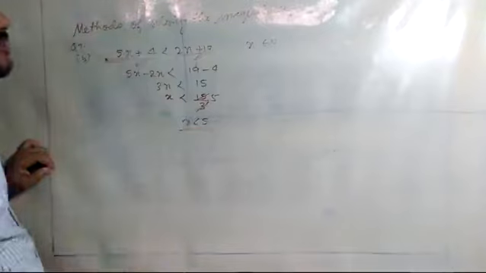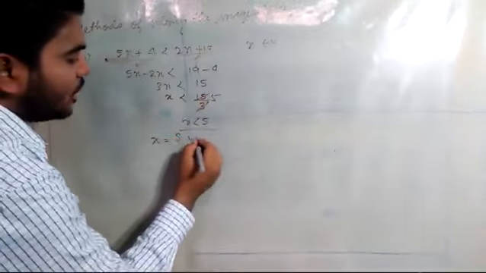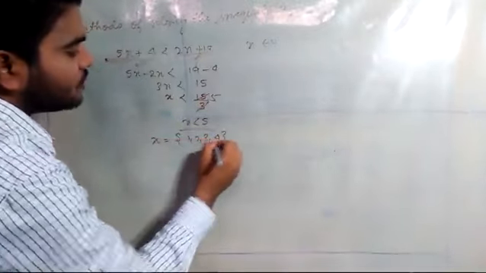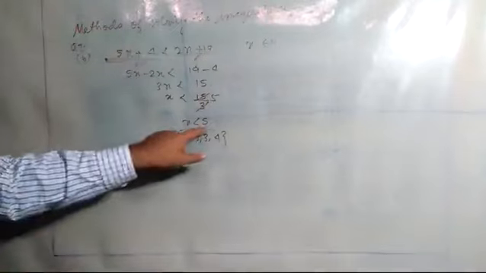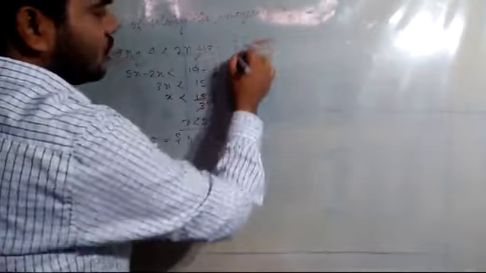Now x is less than 5, and x belongs to natural numbers. So x will be equal to 1, 2, 3, 4. 5 will not come here because it is less than 5. This is the meaning, and this is the method you are going to use to solve.